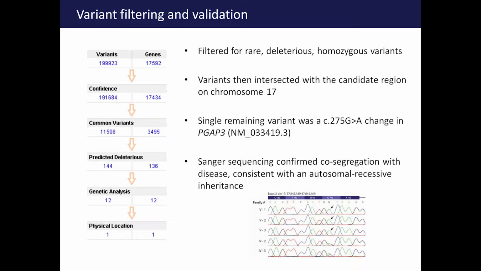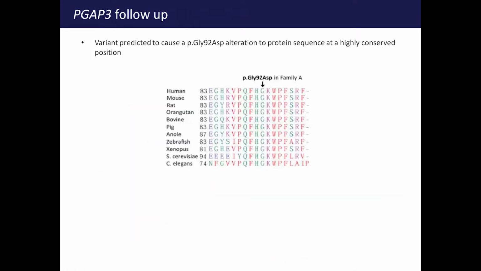And then because we were looking for a homozygous mutation, the genetic analysis was just looking for where both alleles have the variant. And then we've got 12, but only one of these was in our region on chromosome 17, and that was a missense change in this gene called PGAP3. So we went back, and Sanger sequencing confirmed that all 3 affected children were homozygous for this variant. This was already expected because of the SNP array results, but also the parents were both carriers. So this was consistent with autosomal recessive inheritance.